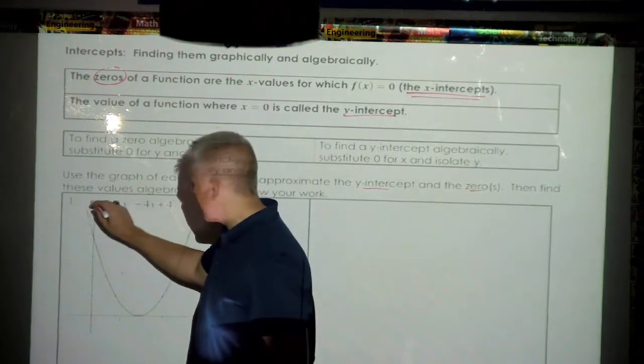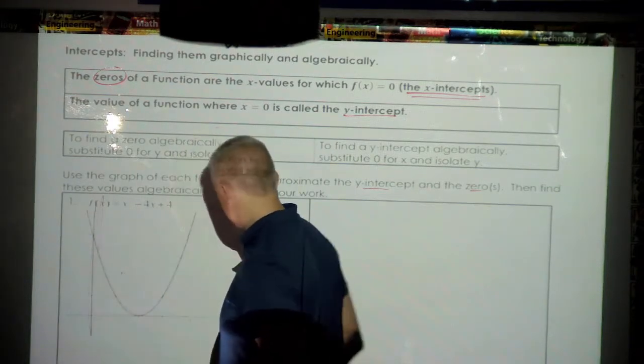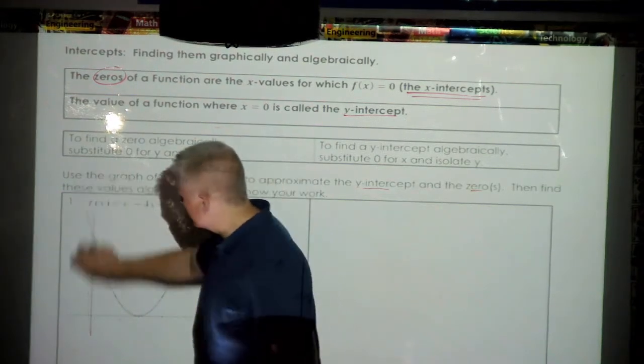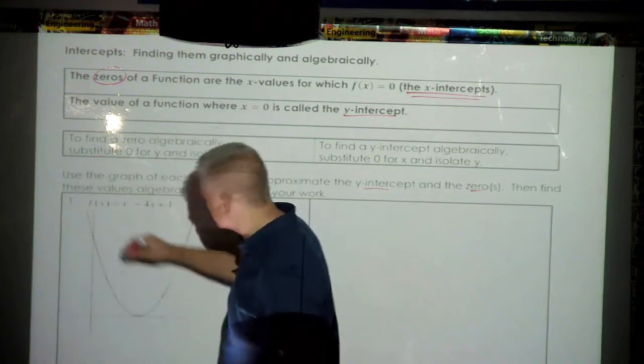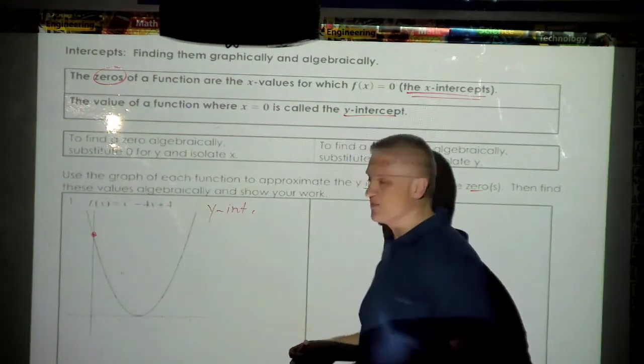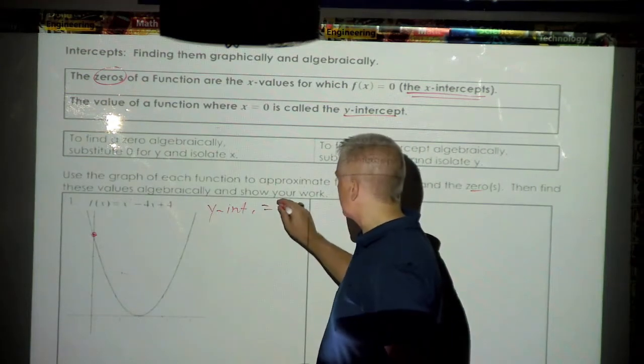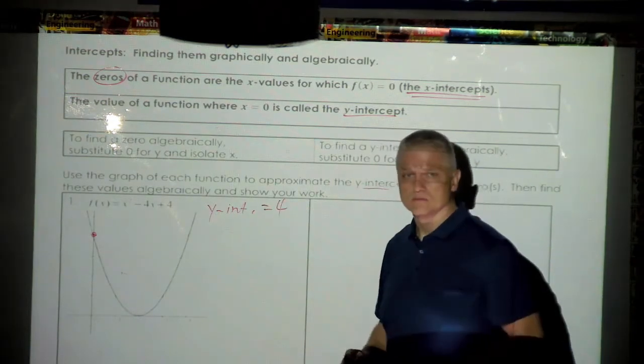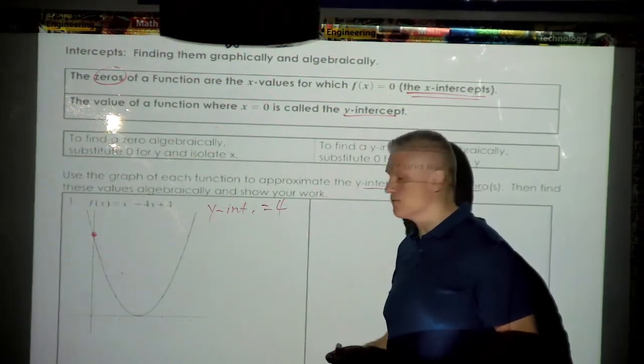Okay, well, here's the Y-axis. Where does this parabola intersect the Y-axis? Well, it looks like it intersects it right there, and it looks like it's at (0, 4). So I think it's at 4. That's my approximation.